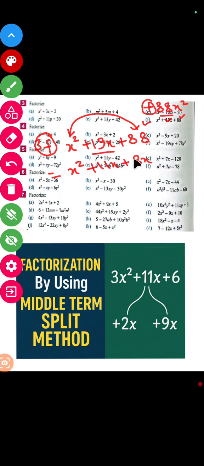11x plus 8x gives 19x. When you multiply plus into plus, plus 11 into 8 is 88, x into x is x square. So in this way we can split the middle term, and by adding it should come 19, and by multiplying both the middle terms, by multiplying first into last, it should come 88x square.